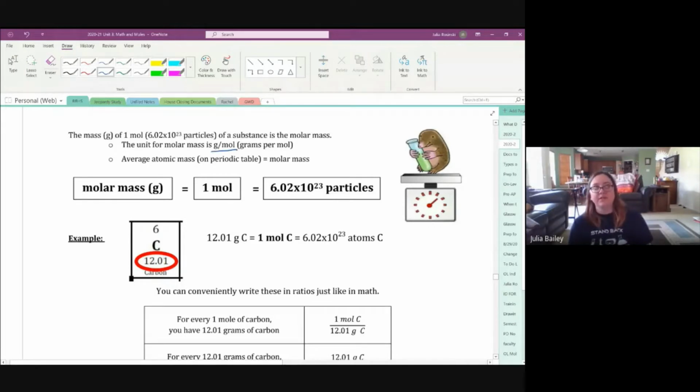We write it g/mole, but please don't say g/mole out loud. It just sounds so sad. Grams per mole, that slash is a per. The average atomic mass on the periodic table is the number of your molar mass.